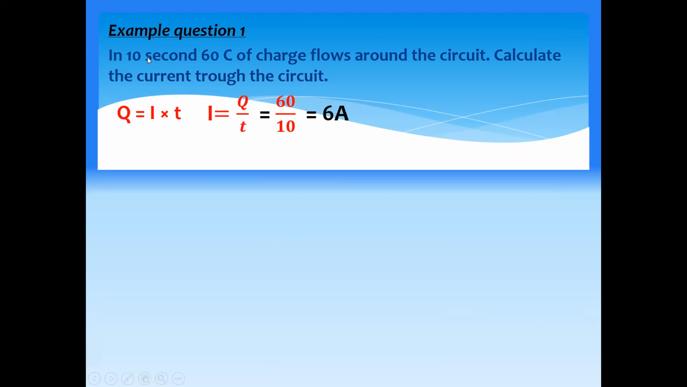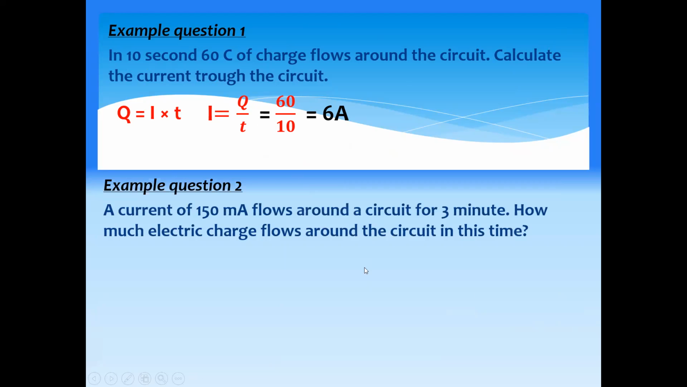In this question, in 10 seconds, 60 coulombs of charge is flowing. What is the current? Current is charge divided by time. So charge is 60 and the time is 10. So the current will be 6 ampere.